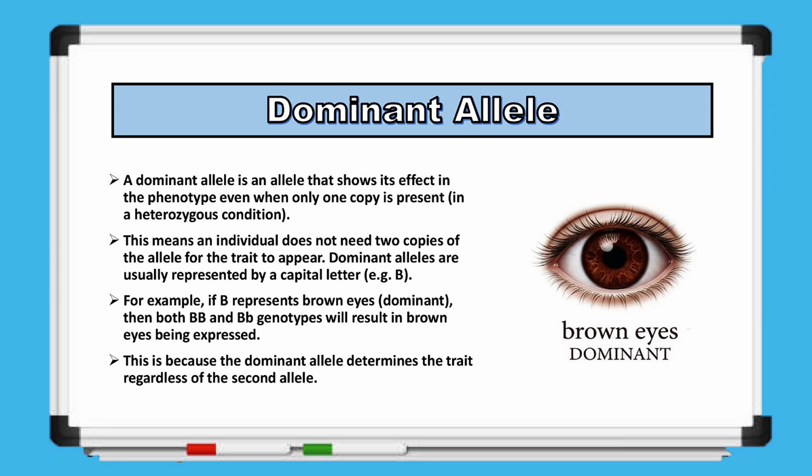Dominant alleles are usually represented by a capital letter, such as capital B. For example, if capital B represents brown eyes, dominant here, then both capital B capital B and capital B small b genotypes will result in brown eyes being expressed. This happens because the dominant allele determines the trait regardless of the second allele.